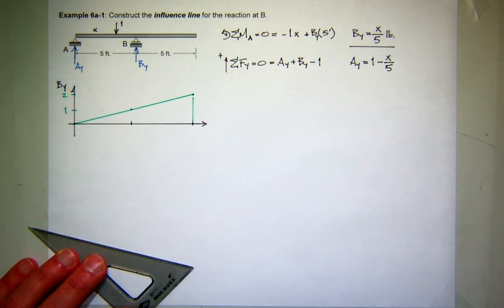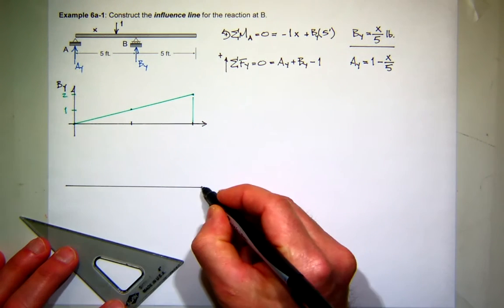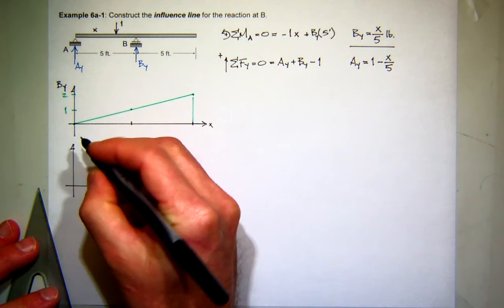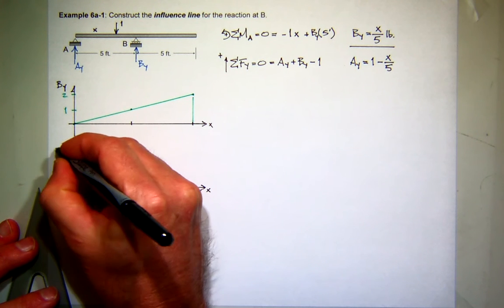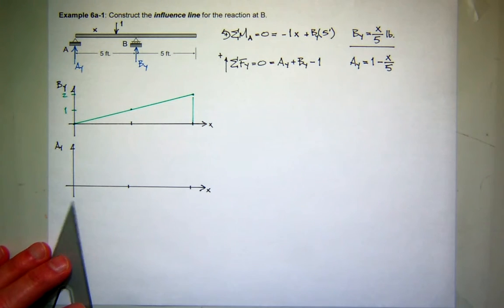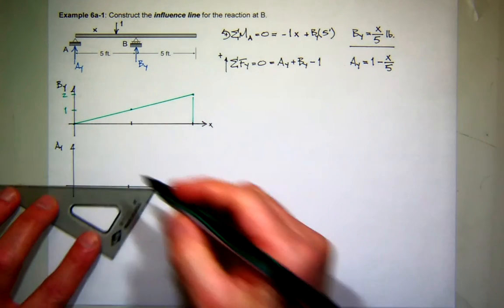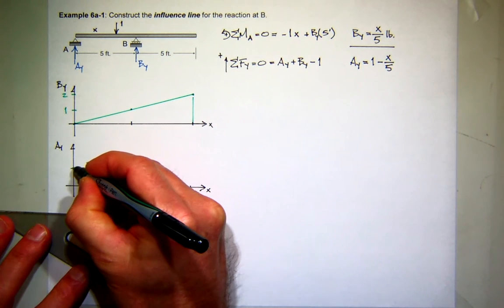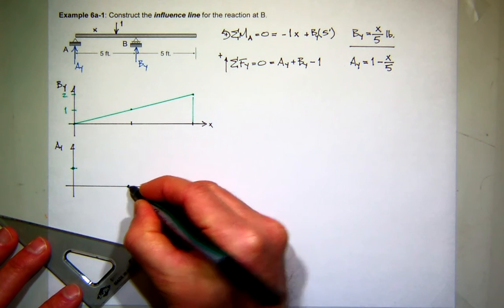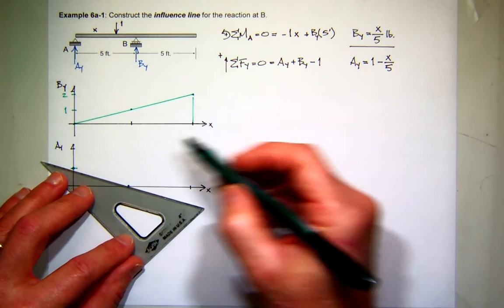Right? Let's plot that. So again, my ordinate is AY. And again, I have my position. So what is the value when x is 0? 1. What is the value when x is 5? 0. What is the value when x is 10? -1.